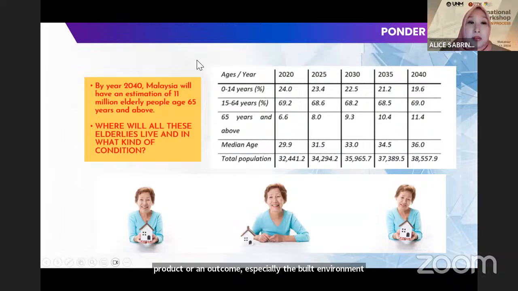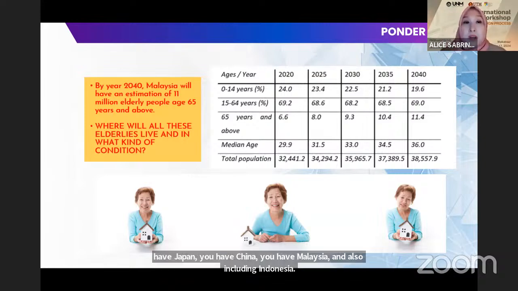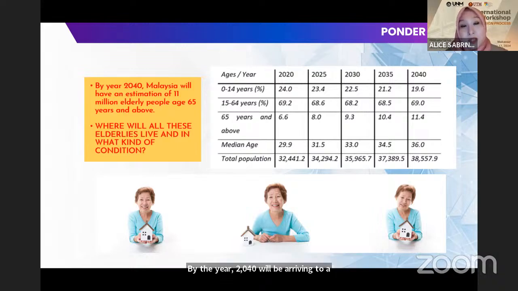Another example that I would like to show you is elderly housing. Just now I showed you typical modern living houses, which are for the mass populace. Now we are focusing on elderly housing. If you look throughout the world, by the year 2040 most countries, especially well-developed countries like India, Japan, China, Malaysia, and also Indonesia, will arrive at a stage known as the aging society.